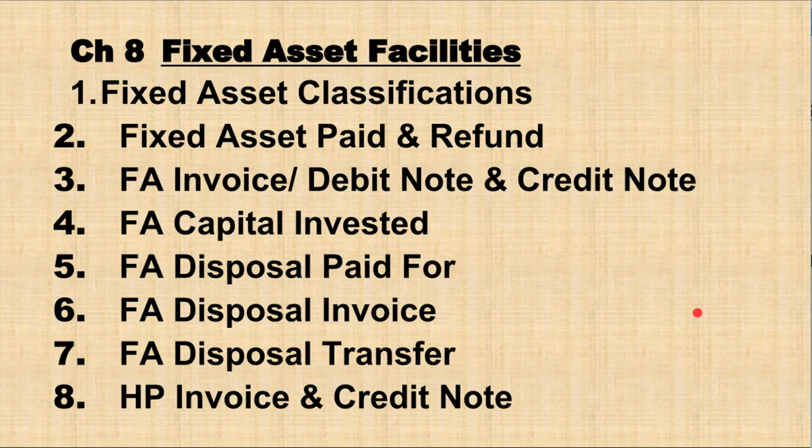Chapter 8 looks at fixed asset facilities. We start by looking at classifications of fixed assets. Then we look at the recording of a fixed asset paid and refund. We look at the recording of a fixed asset invoice, stroke debit note and credit note. We look at fixed assets capital invested.